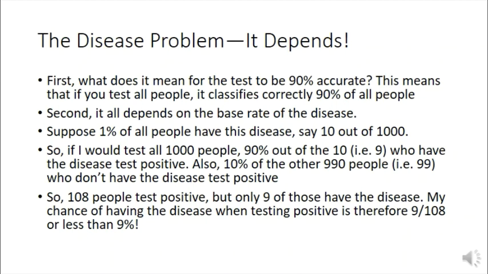So if we test all 1,000 people in this population, 90% of the 10 who have the disease test positive, but also 10% of the other 990 people, 99 people who don't have the disease, test positive. So in this example, 108 people test positive for the disease, but only 9 of them actually have it. So your chance of having the disease when you test positive is 9 out of 108, or less than 9%. Probability is hard, and it's important for us to recognize this when we're dealing with probabilistic arguments.